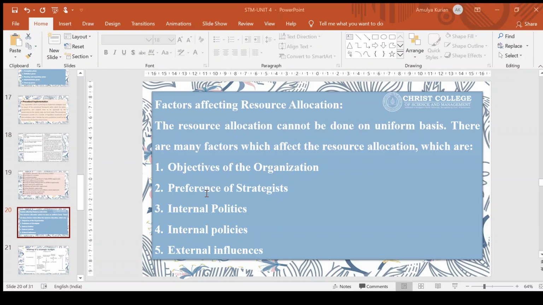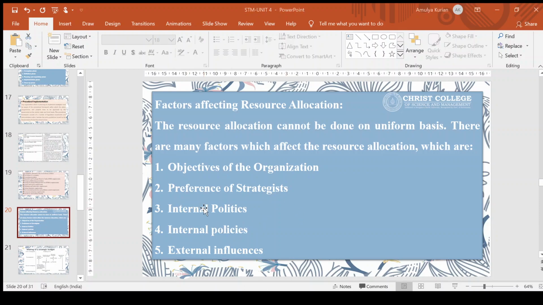Then the fifth one is the external influences. The demands of the stakeholders also affect the resource allocation. Legal requirements may require additional resource allocation. So based on all those factors, the resources will be allocated. So basically, the factors which will be affecting resource allocation are objectives of the organization, preference of the strategists, internal politics, internal policies, and external influences.